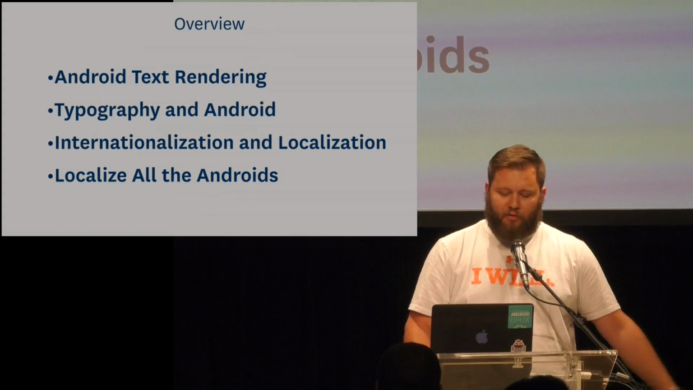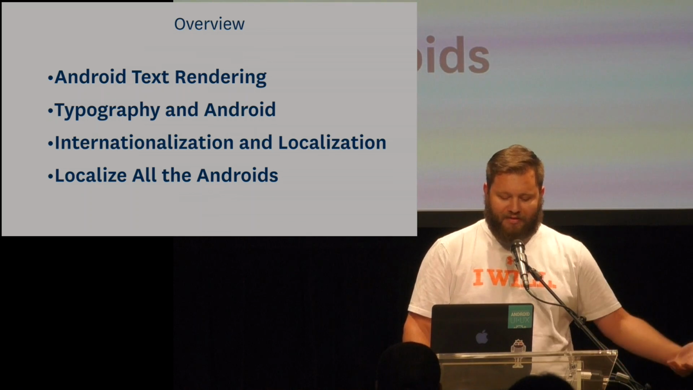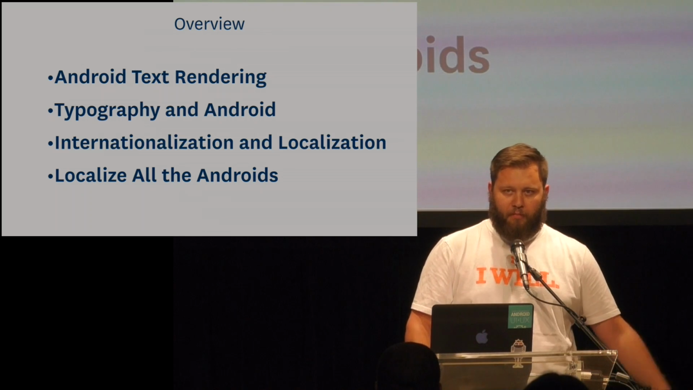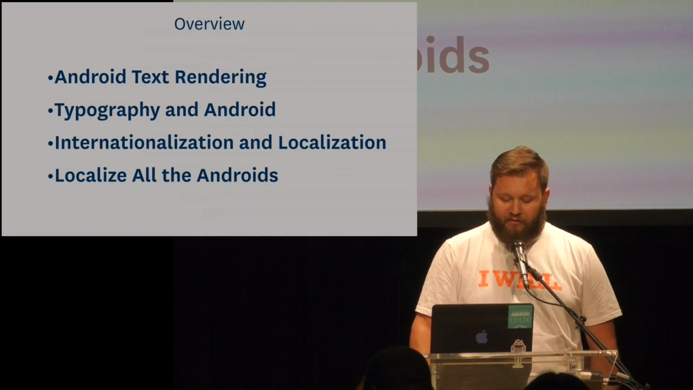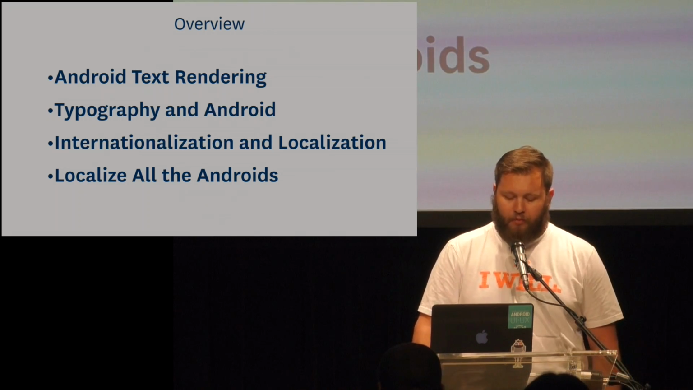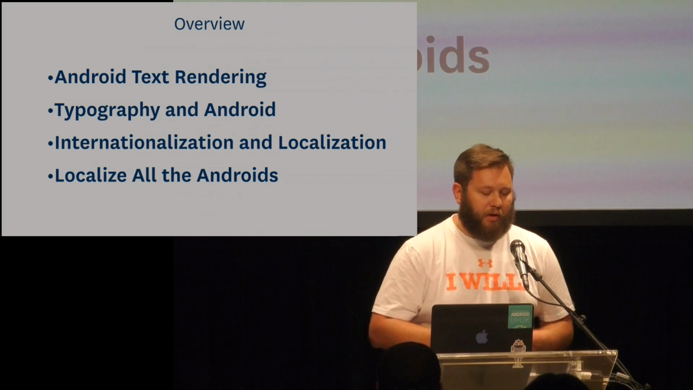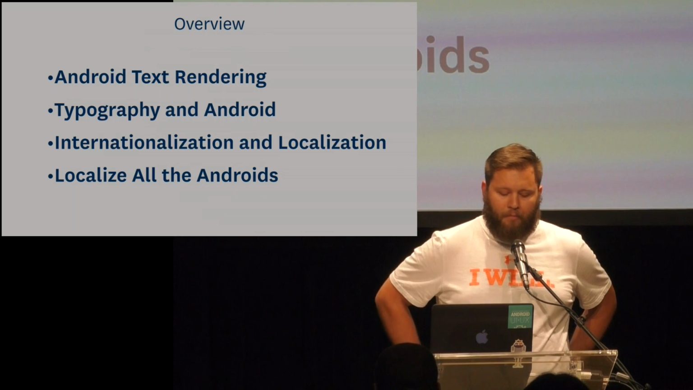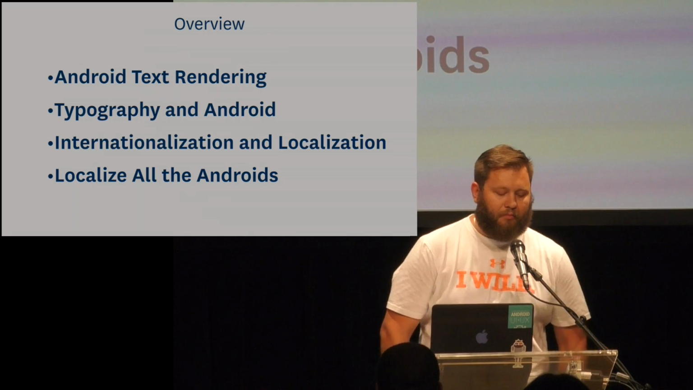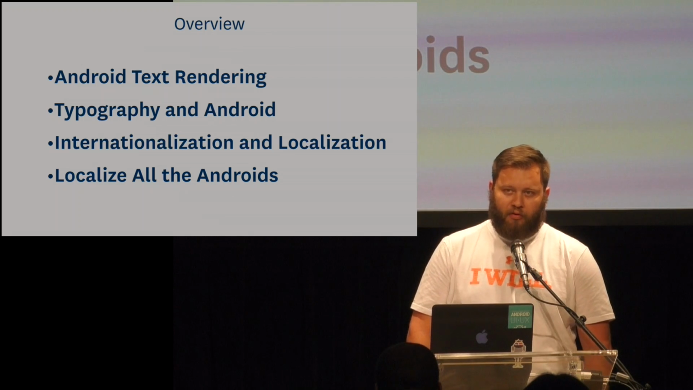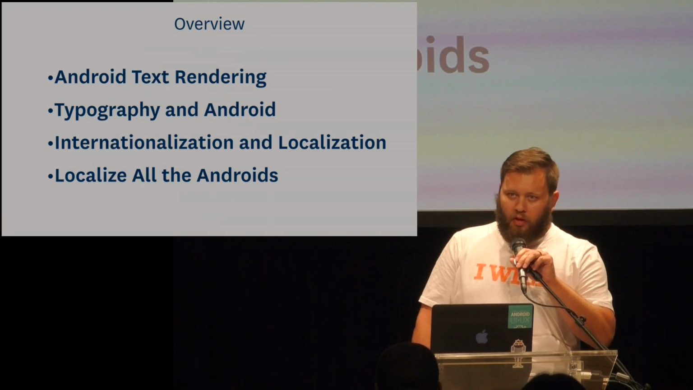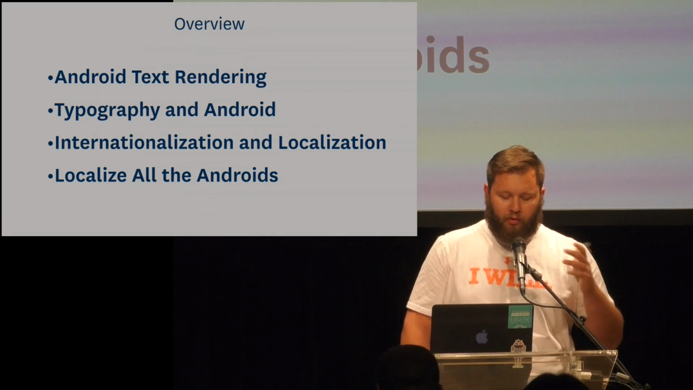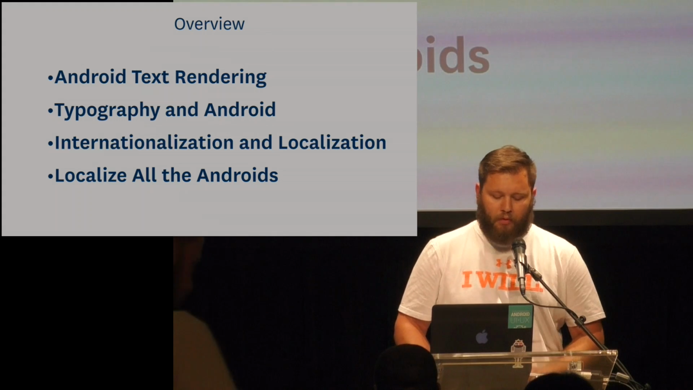So today, just so you understand what we're going to be going over, first I want to talk a little bit about the Android text rendering system. We're not going to go into a whole lot of detail, but get an understanding of it. Then talk about typography in Android, how that works. Also get some definition around that. And then lastly, the two things I want to cover are understanding what internationalization and localization is, and then let's actually look at how we want to localize our text views in Android.